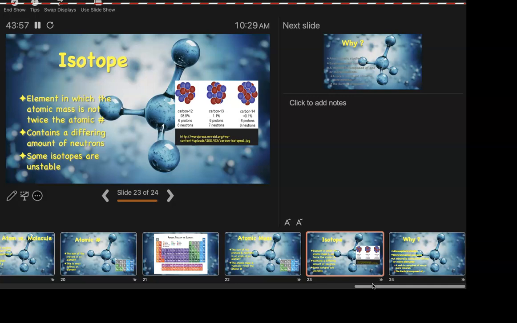So, an isotope is an element in which the atomic mass is not twice the atomic number because of a differing amount of neutrons, okay? This is really one of my first PowerPoints that I wrote, so I was still talking fancy back then. And again, we dig this in geology because some of these isotopes are unstable. They break down. So it's not just that uranium decays to lead. It's a very particular variety of uranium that we want to look at.